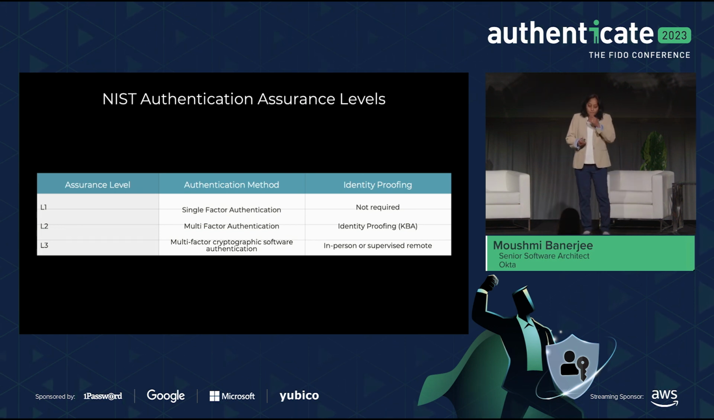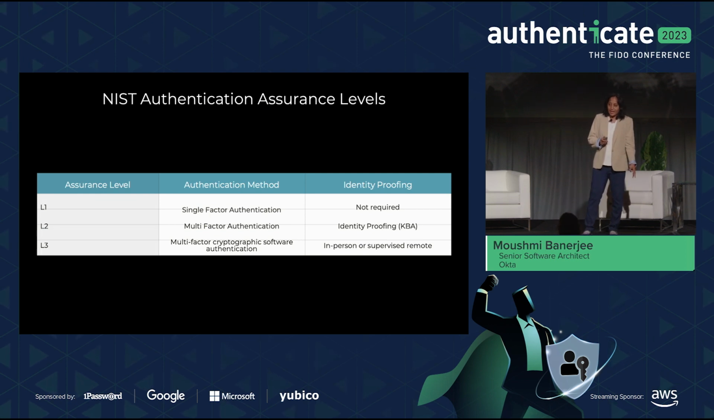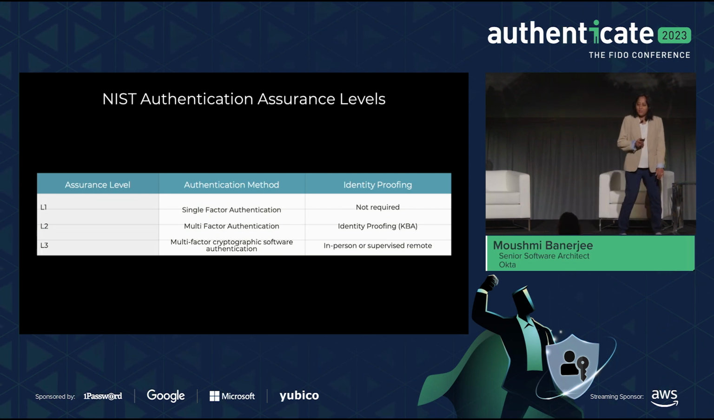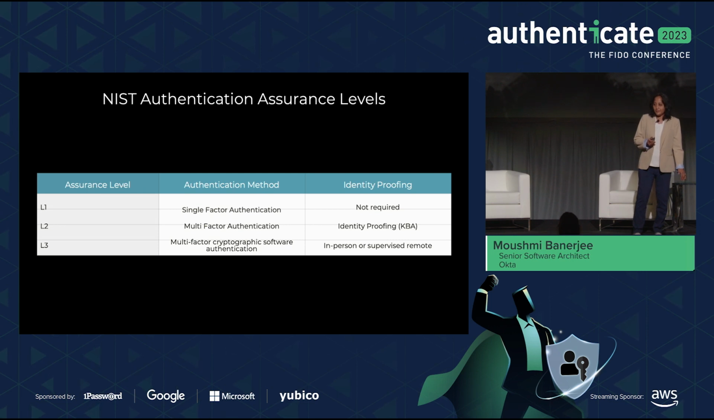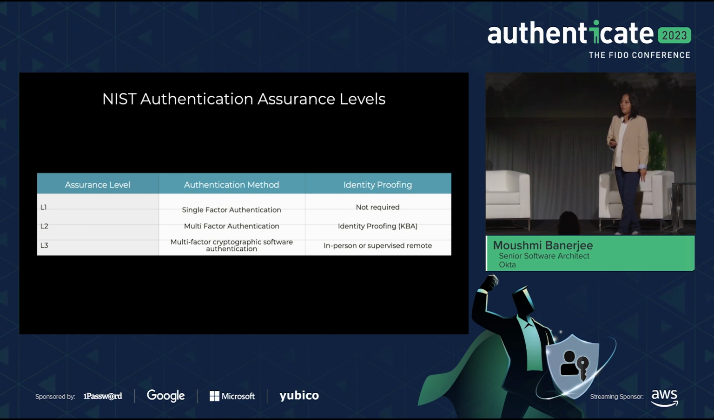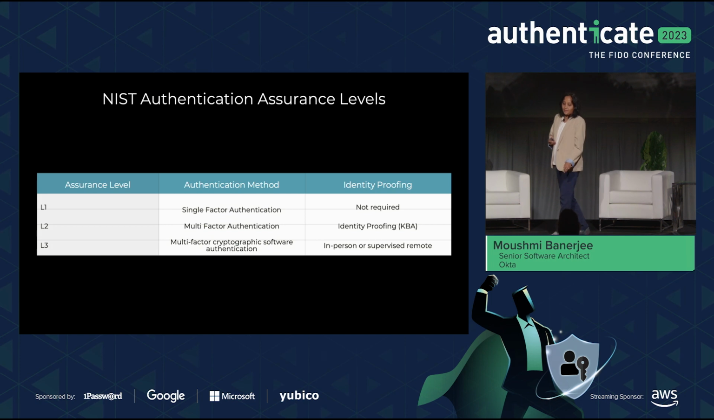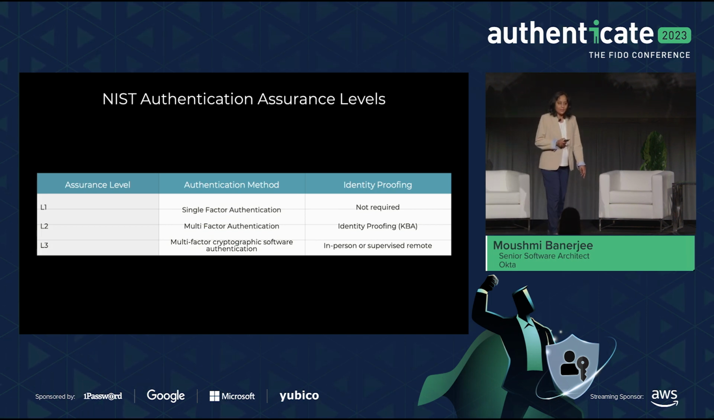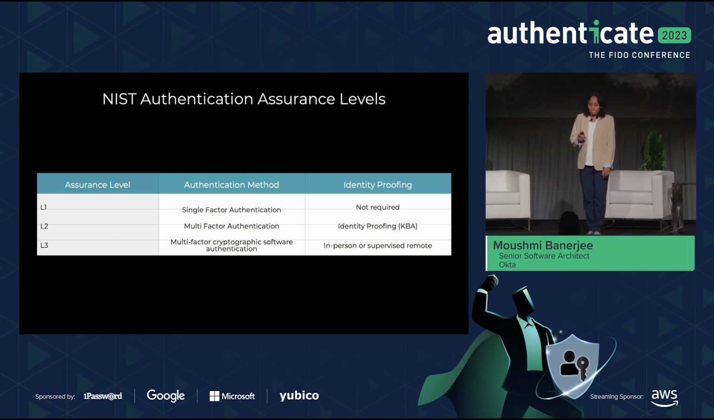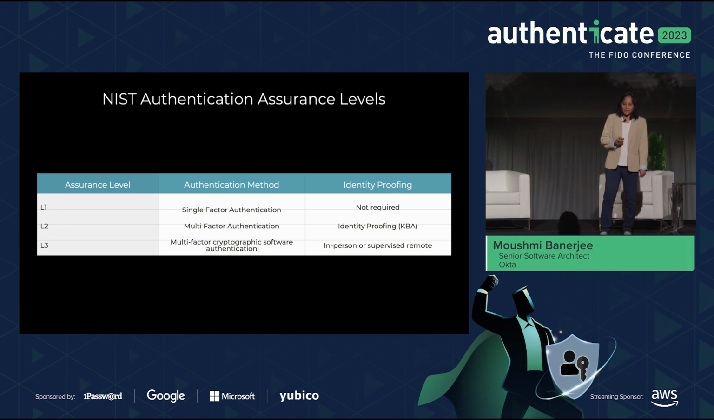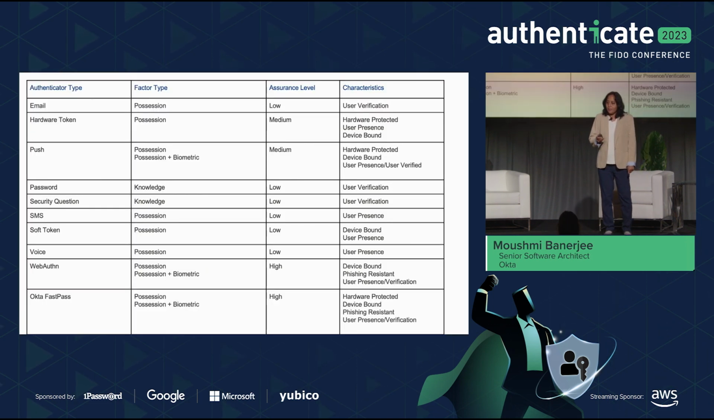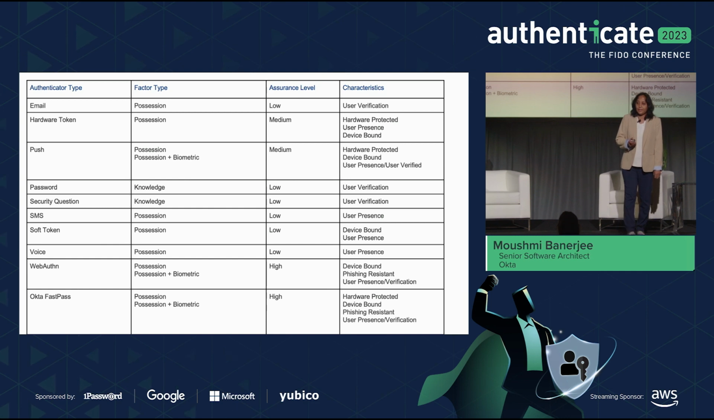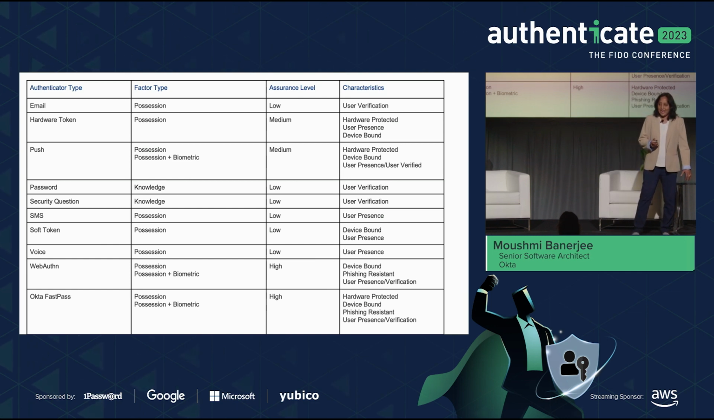So again, NIST assurance levels divides it into 3 categories. L1, some confidence in the user's identity. L2, high confidence in the user's identity. And finally, L3, very high confidence in the user's identity through a vetting process. Now that we have looked at FIDO and the NIST assurance levels, let's look at a table that shows various authentication types and their key characteristics.